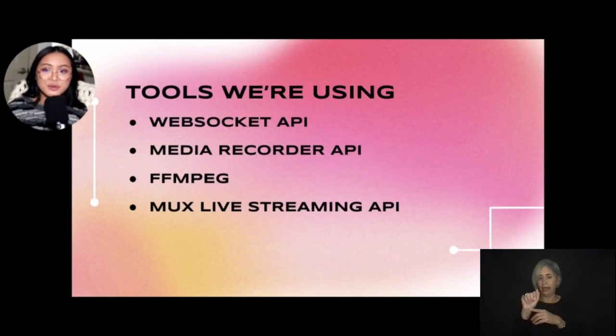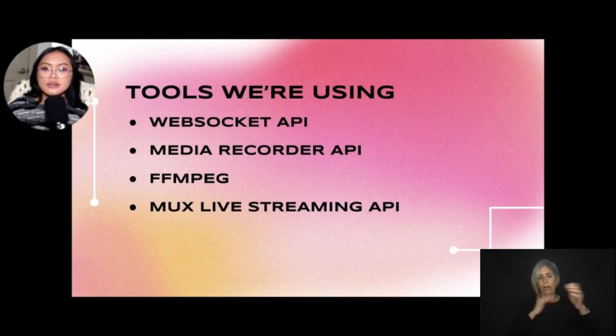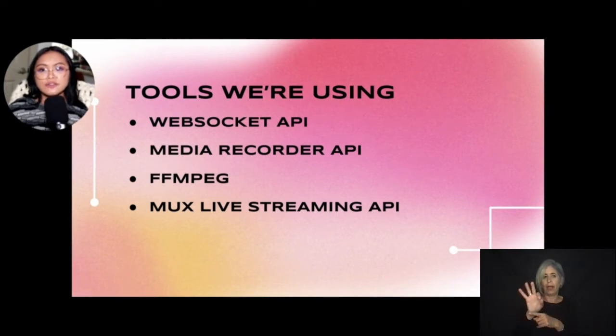So to get started, we're going to need a few tools to help us build our app. The first one is the WebSocket API, which will allow us to create connections between our browser and the custom server we are configuring. The next tool is the Media Recorder API. This records inputted media by taking in media stream objects such as audio or video. We'll also be using FFmpeg, which will allow us to actually send that outputted video data in real-time chunks to our publishing source.